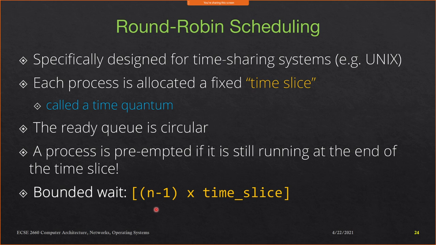This is the bounded wait: n-1 times the time slice. So whatever the time quantum is, you multiply that by n-1. In our example, we said 5 processes, so you would multiply that by 4, and that would be the maximum time for which a process will need to wait before it can get the CPU resource the second time, the next time.